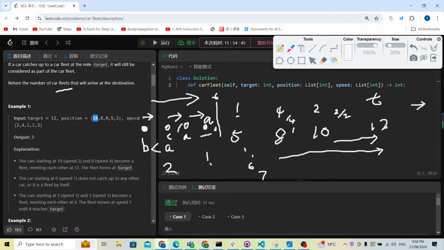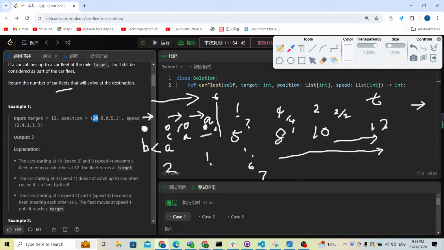So the time for the second car is less than or equal to the time of the first car, this 10. It means they will merge somewhere before the target or at the target. And let's compare the third one. This one is 12 minus 5, which is 7. 7 divided by 1 is 7.